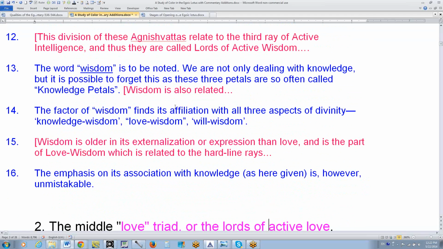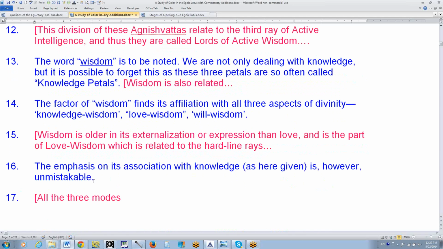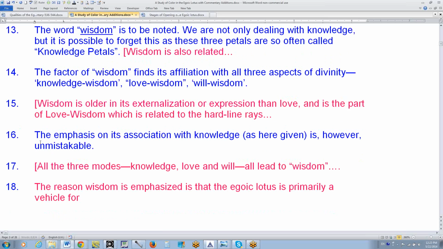We can say that all the three modes, knowledge, love, and will, all lead to wisdom. And the reason wisdom is emphasized is that the Egoic Lotus is primarily a vehicle for the second aspect of divinity, consciousness.